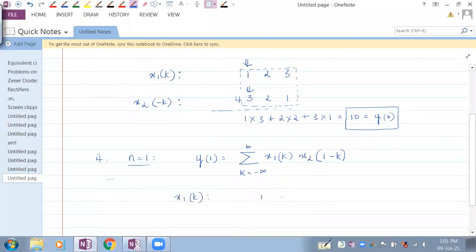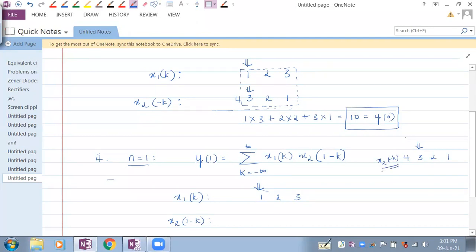Fine. x1 of k is 1, 2, 3, this being our 0th sample. So, how does x2 of 1 minus k look? For that, again we need to consider x2 of minus k for the reference. What is x2 of minus k? See here, 4, 3, 2, 1. So this being the 0th sample is x2 of minus k.